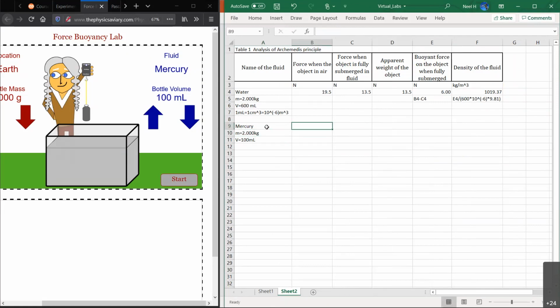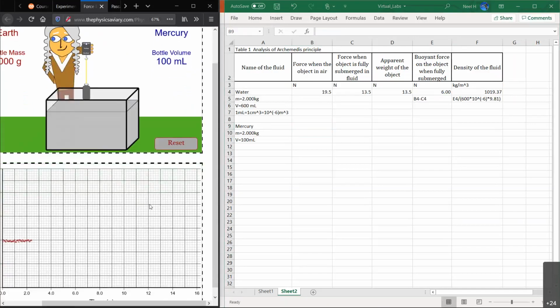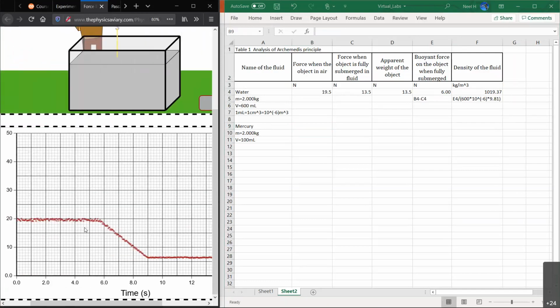So now you can start this again. We need it to fully submerge, okay? That's the idea. Now you can see the bottle can fully submerge. So that's all, just collect the data from here. Real mass should be the same, right? Real mass will not be different.